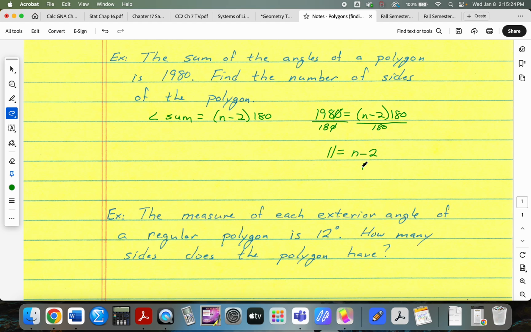So then to finish that, I'll simply add 2 to both sides. So this has 13 sides. Are there any questions about this problem?